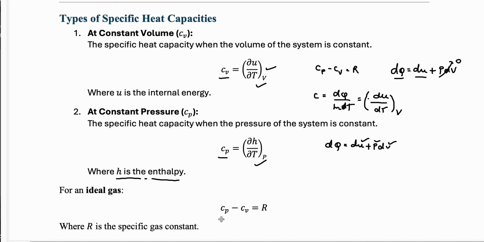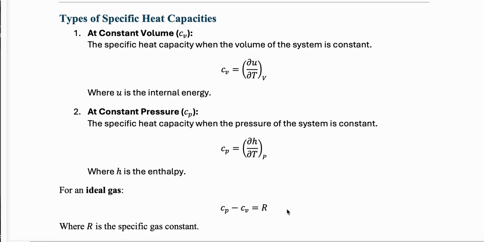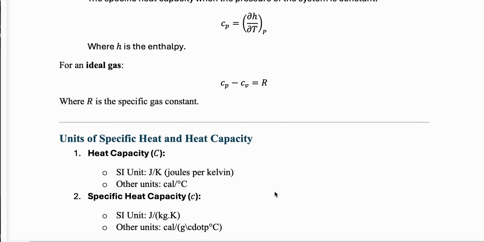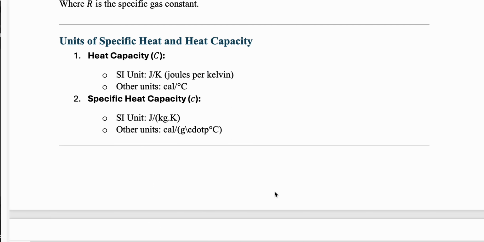Now, basically for an ideal gas, that means pv is equal to nrt, when we say ideal gas, just think that the relation pv is equal to nrt is valid. That means this is an ideal gas, and for this cp minus cv is equal to 0, which is important.